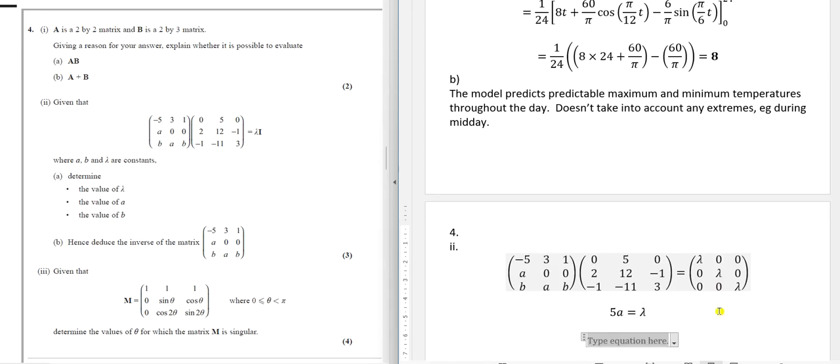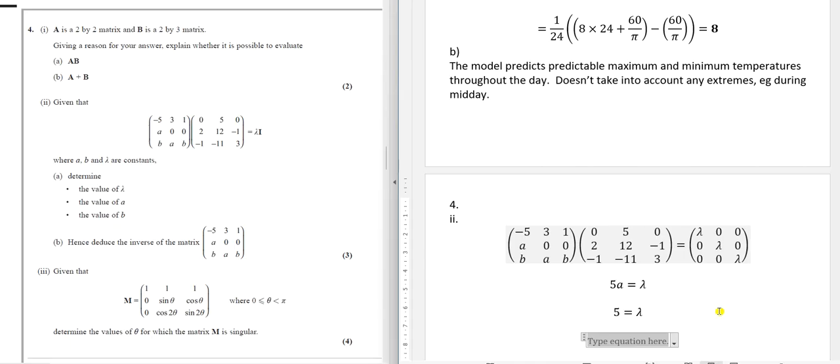Now maybe we can get a value for lambda by looking at the minus 5. Minus 5 times nothing plus 3 times 2 and a 1 times a minus 1. In other words, 5 is going to have to be equal to lambda. So now we have A. Then we look at B, so the third row and whichever.